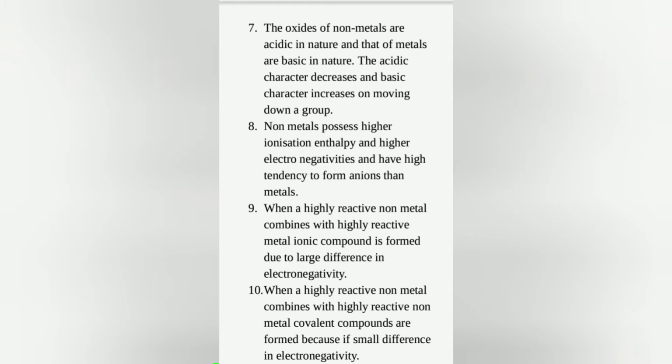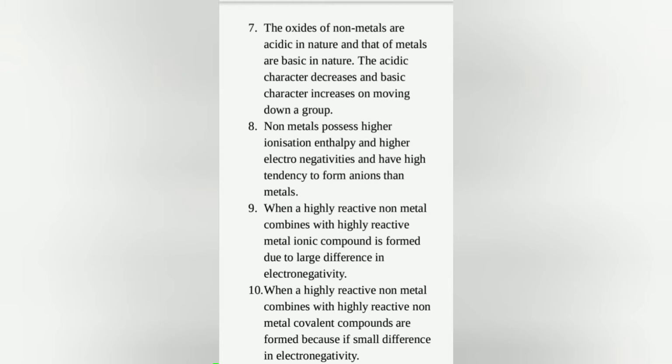And the nonmetals possess higher ionization enthalpy and higher electronegativities and have a high tendency to form anions compared to metals. We know nonmetals, especially if we take one of the groups, for example fluorine, group number 17, atomic number 9, electron configuration 2,7, so they are ready to accept one electron to complete the octet so that it will become an anion.